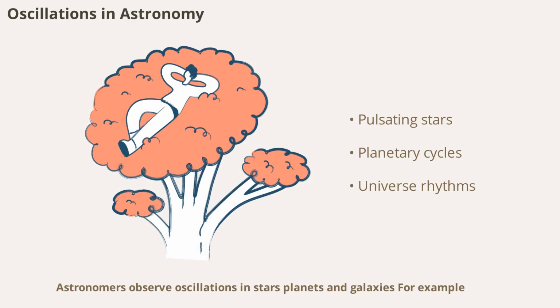Astronomers observe oscillations in stars, planets, and galaxies. For example, pulsating stars change brightness in regular cycles, providing clues about their structure and evolution. Oscillatory motion helps scientists study the universe on both small and large scales.